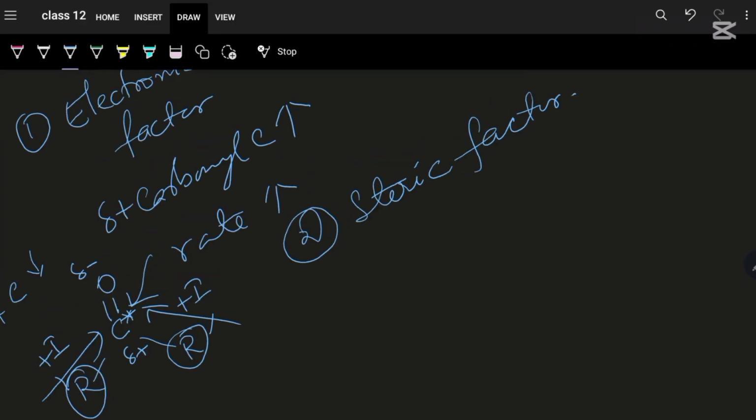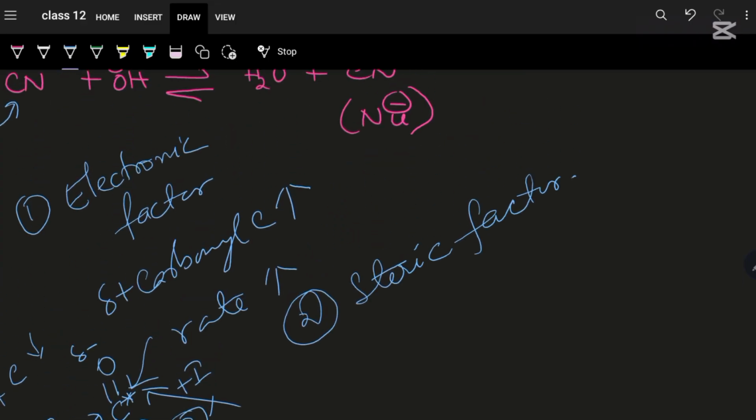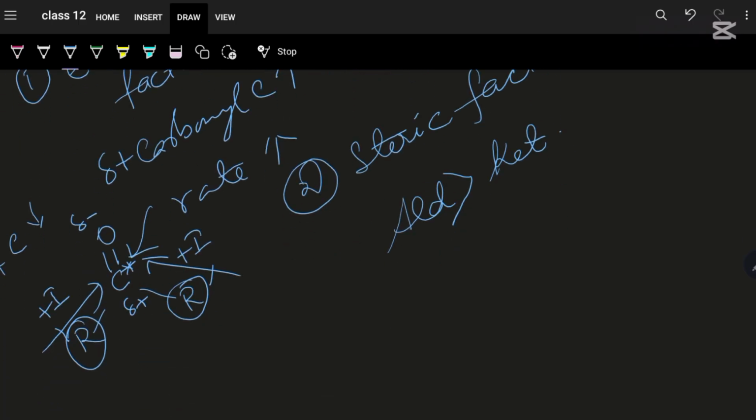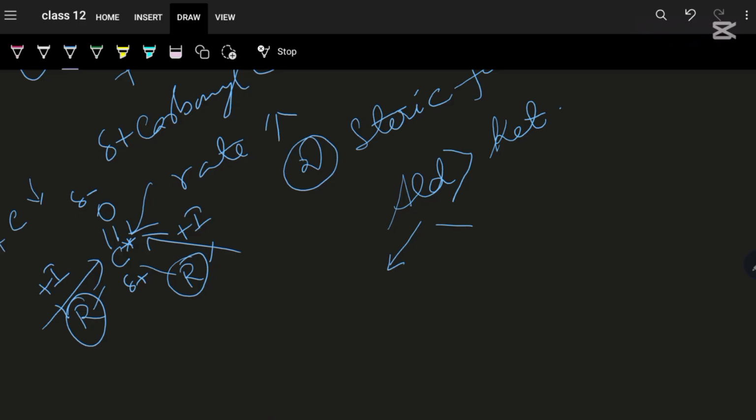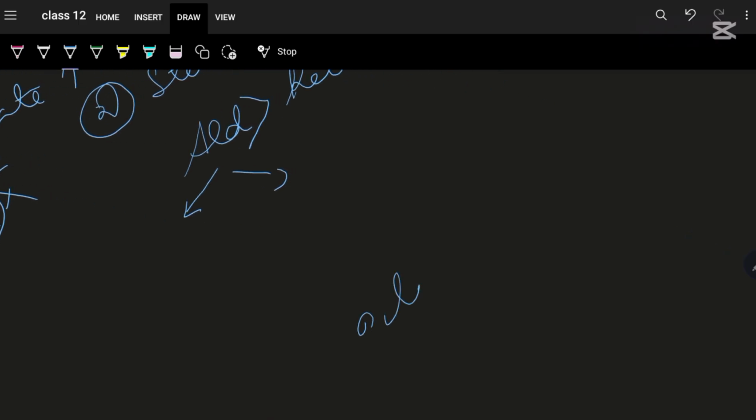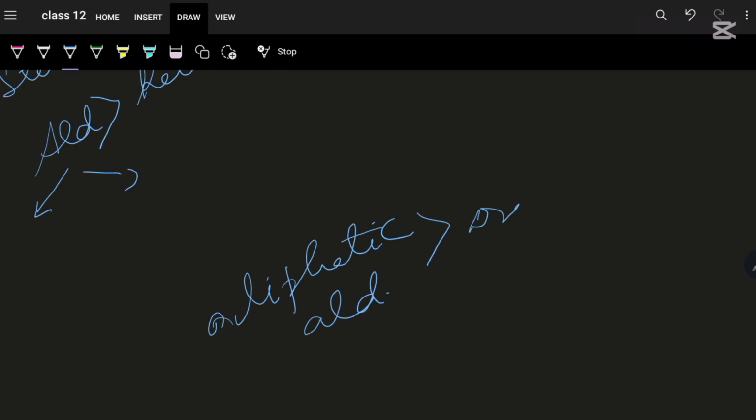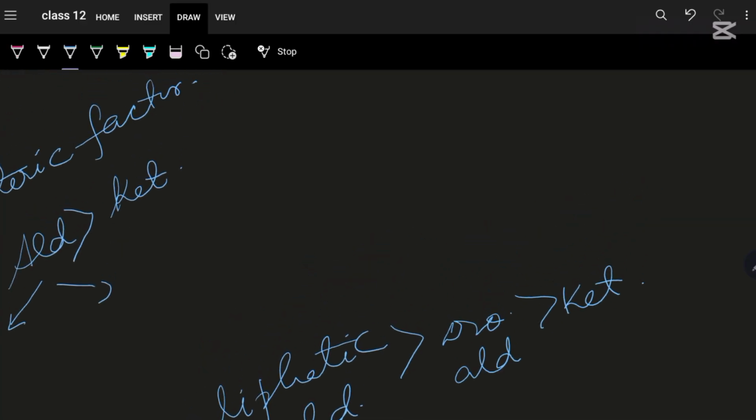So considering these two factors, nucleophilic addition for aldehydes is greater in rate than that of ketone. That also, if I consider aliphatic and aromatic, aliphatic aldehydes have a greater rate of nucleophilic addition than aromatic aldehydes, and then ketone. So that's all for the mechanism part in the revision series. I hope the revision series is useful for you.